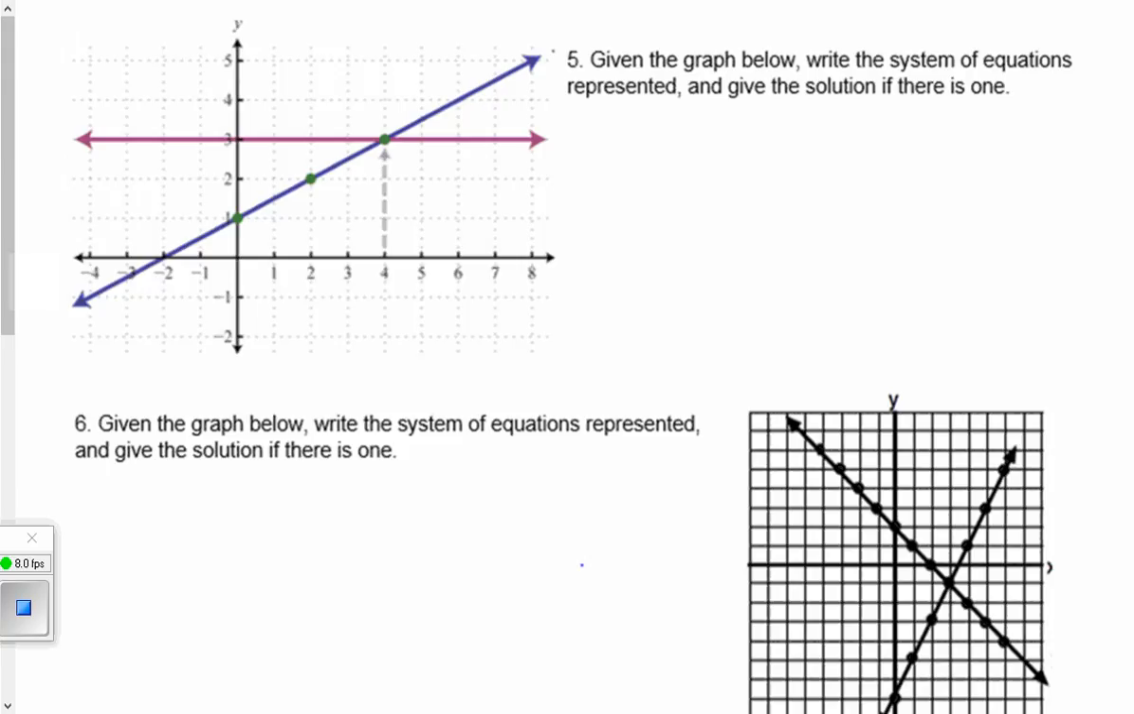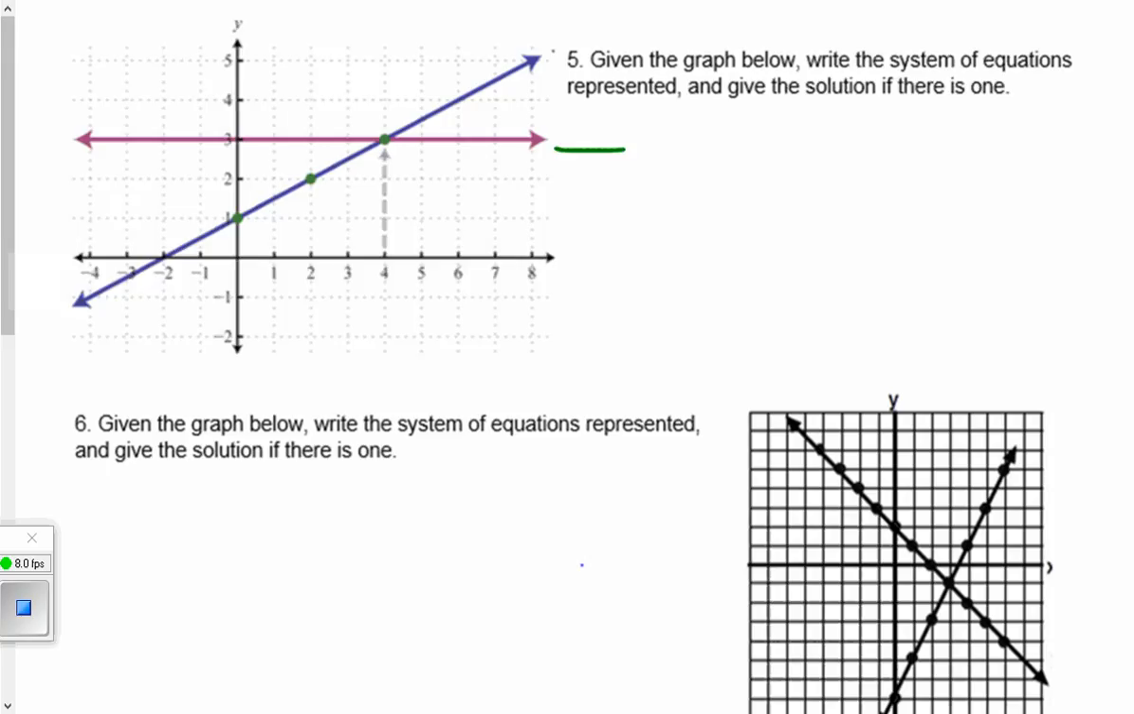And you have already been doing this when you were doing your Desmos project, just the past couple of units that we've had about linear equations. You already know how to do this, but this just shows that sometimes you have two at a time because it's a system. So number 5 says, given the graph, write the equations and give the solution if there is one.